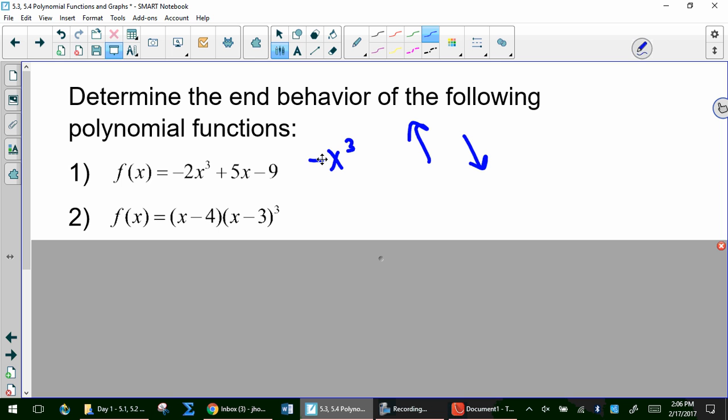How about for number 2? This is written in a different form. But can you figure out the degree? What's the degree, Sid? 4. How'd you get that? Because it's the third degree there, and it's 1 there. How do you figure out the degrees when you have something in factored form? You count up all of the x's. So you have 1 x here, and we have 1, 2, 3 x's here because it's to the third power. So this is fourth degree.